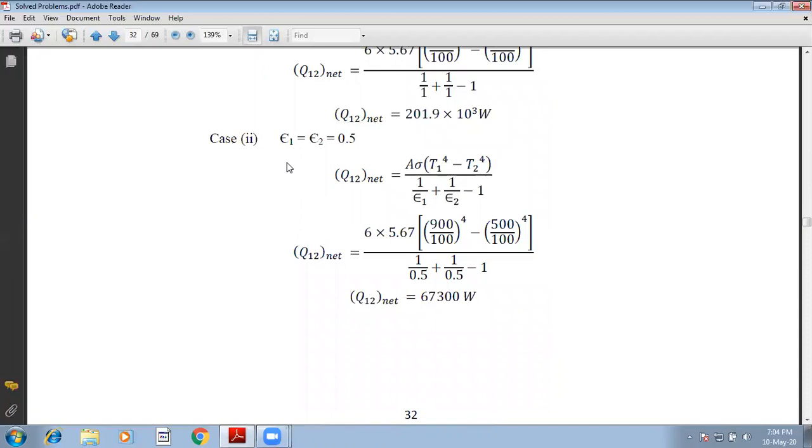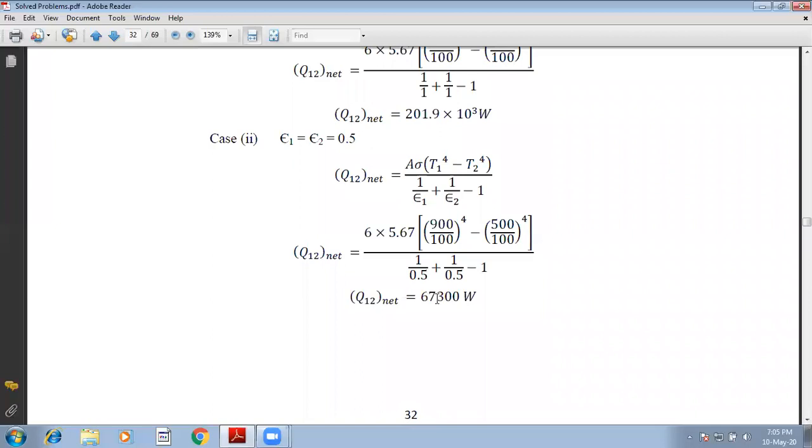Now, in addition to this, there could be one more question considering the emissivity of the first surface to be 0.5 and the second surface to be 0.3 or 0.2, whatever value. In that case, substitute the corresponding values in the equation. Now, in this case, if you substitute epsilon 1 and epsilon 2 as 0.5, this becomes 67.3 kilowatts.